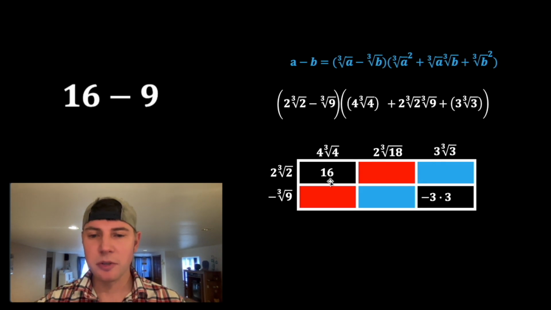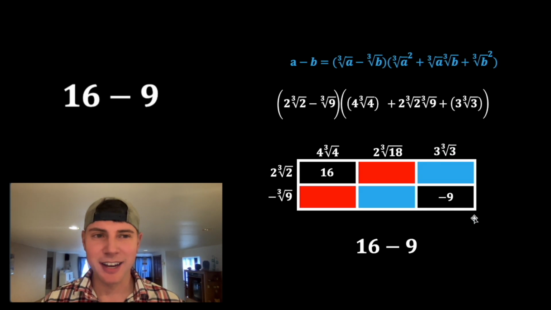Now we do 8 times 2, which is 16, and negative 3 times 3, which is negative 9. So we end up with 16 minus 9. Well, that didn't help. I spent so much time on that. What do we do now?